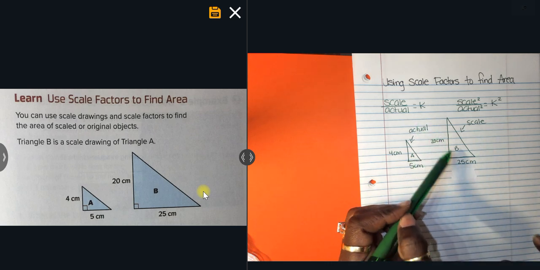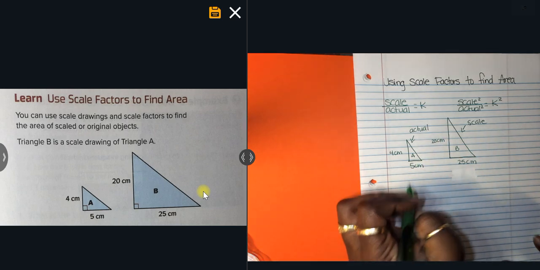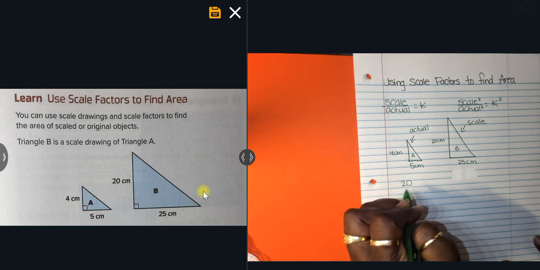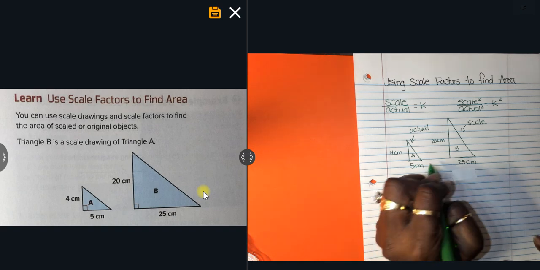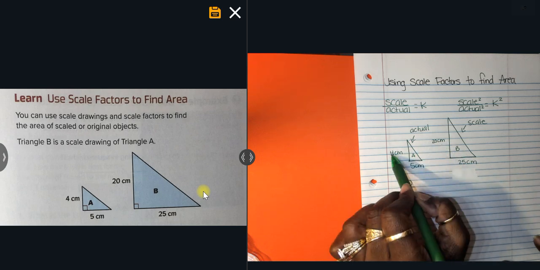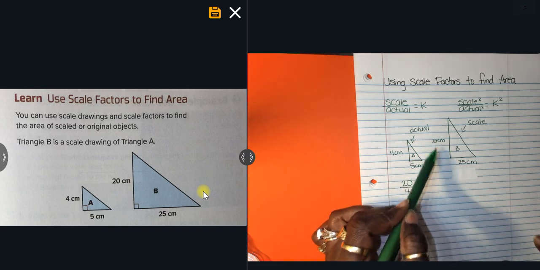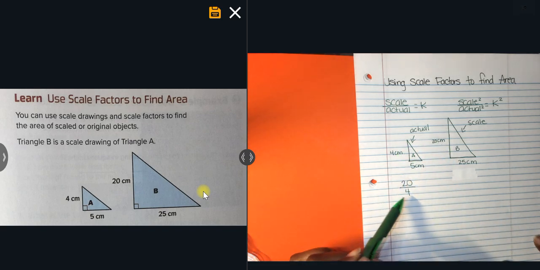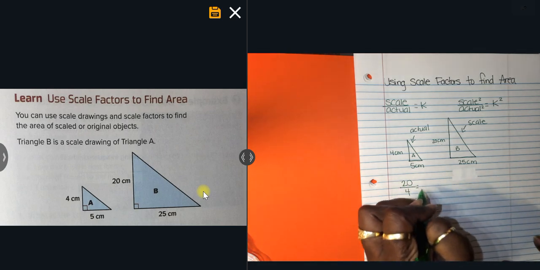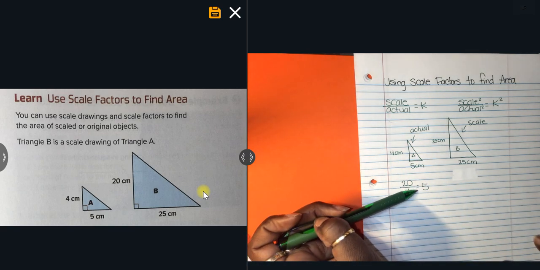So let's look at this triangle and see what we need in regards to our scale factor. I'm going to say 20 over 4. That's the scale over the actual amount, and I'm using corresponding sides. I'm just using the formula. My scale is 20 on the left-hand side, the left-hand side of the actual is 4, and that's going to give me a value of K. So 20 divided by 4 gives me 5. That tells me that my scale factor is 5.